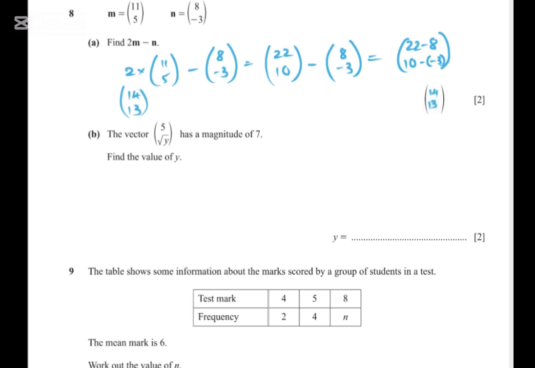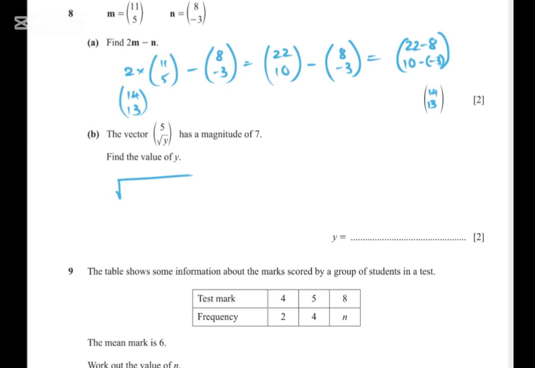Question number 8. The vector (y root, 5 root y) has a magnitude of 7. There is a vector given with two numbers, but one variable is given. So we have to find the value of the variable, but they gave us the magnitude of the vector here. To find that, whenever you find the magnitude of a given vector, you write the square root of the sum of the squares of those two numbers. This is the magnitude, and that is given as 7.